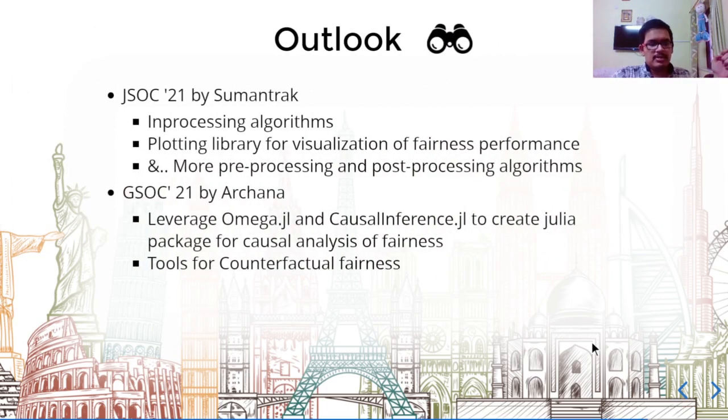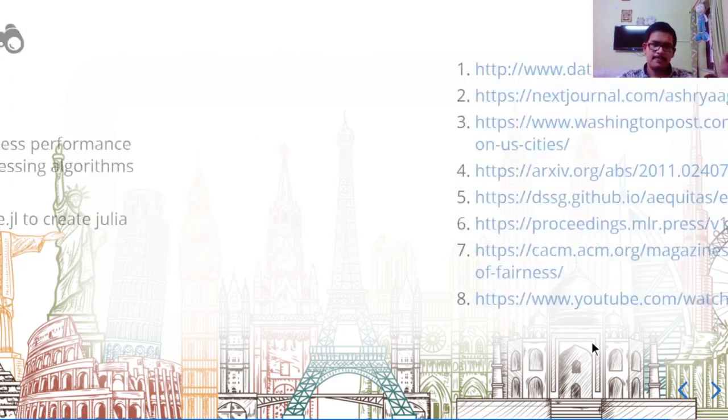As for the future plans, two GSoC students are expanding the fairness ecosystem in Julia this summer. While Sumantrak will be extending Fairness.jl, Ashrya will be leveraging Omega.jl and CausalInference.jl to develop a toolkit for causal analysis of fairness.